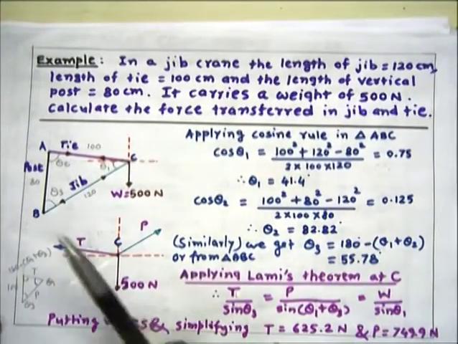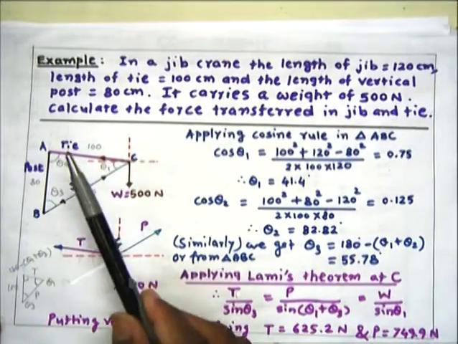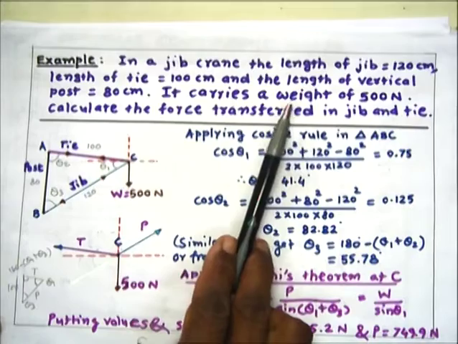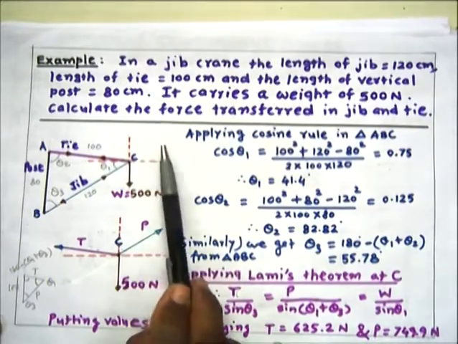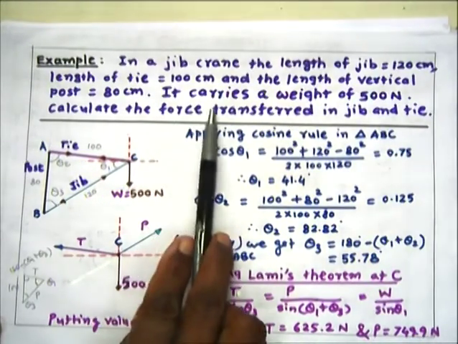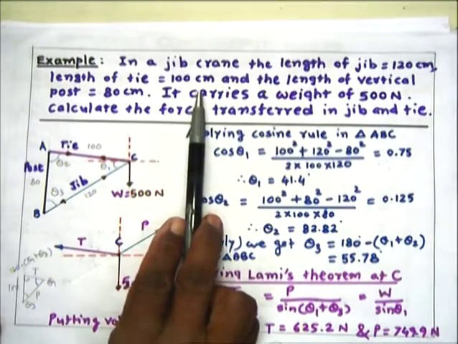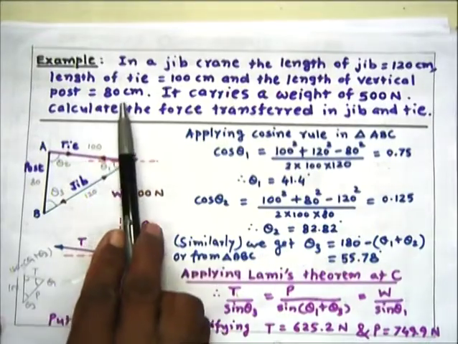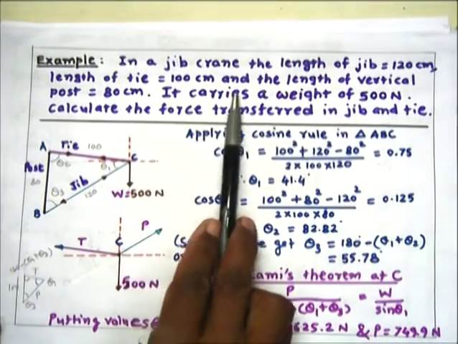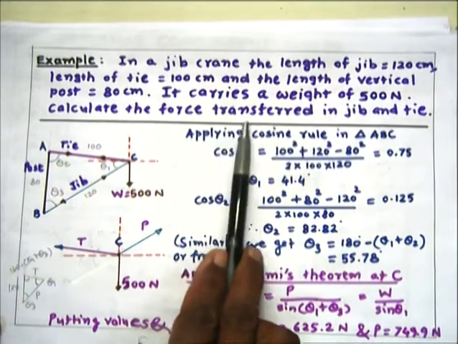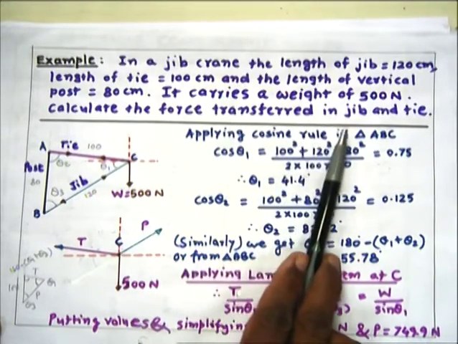One more problem on the jib crane. In a jib crane, the length of the jib is 120 centimeter and the length of the tie is equal to 100 centimeter, and the length of the vertical post is 80 centimeter. It carries a weight of 500 Newton. Calculate the force transferred in the jib and tie.